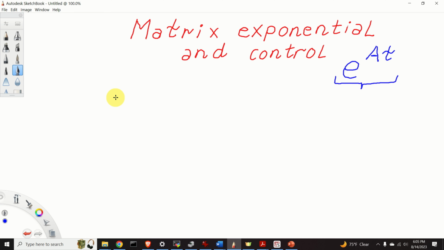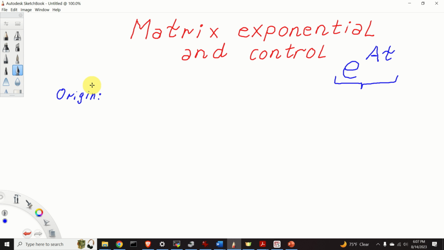First, we need to start with the origin of the matrix exponential. I will show that the matrix exponential naturally appears in the problem of solving a state equation of a dynamical system. That is, it appears in the problem of simulating state trajectories of a dynamical system. Origin.